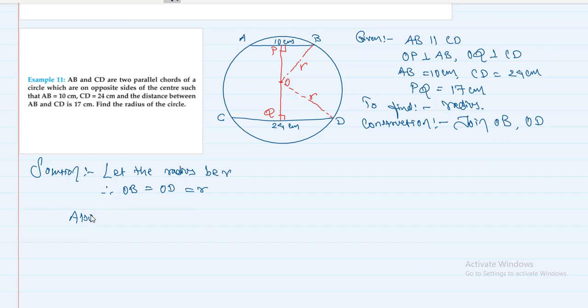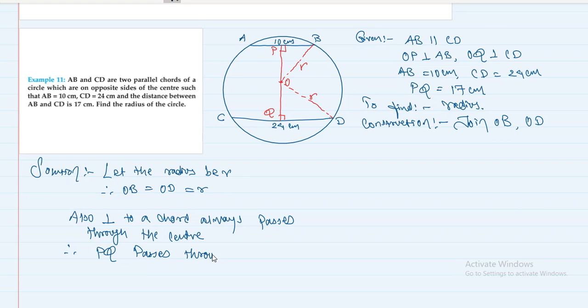Also, a perpendicular to a chord always passes through the center. Therefore, PQ passes through center O, right?